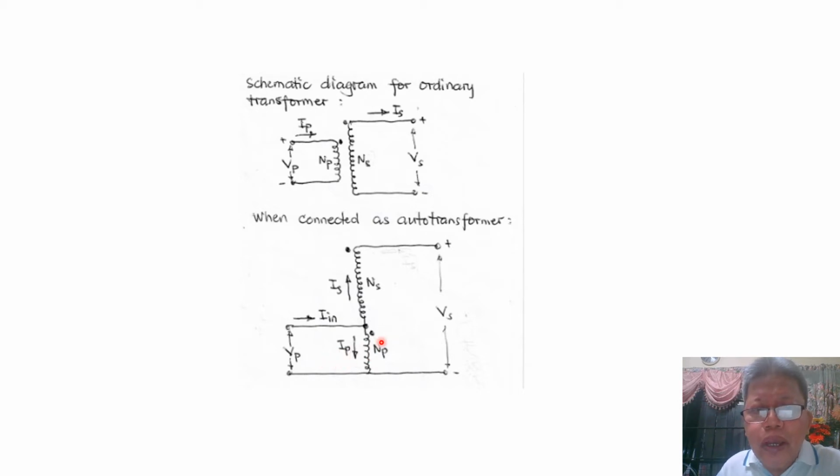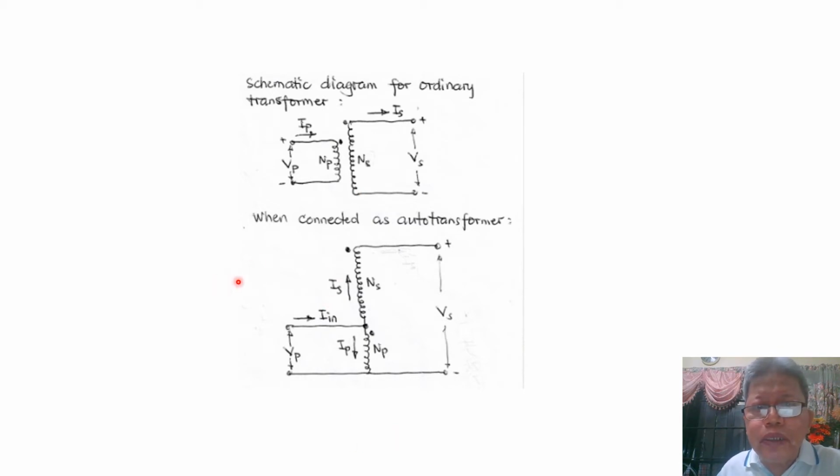So this is now our connection. Still we have Ip going down to the primary winding, and then I sub S is going up to this. So that is how we can connect an ordinary two-winding transformer into an autotransformer.